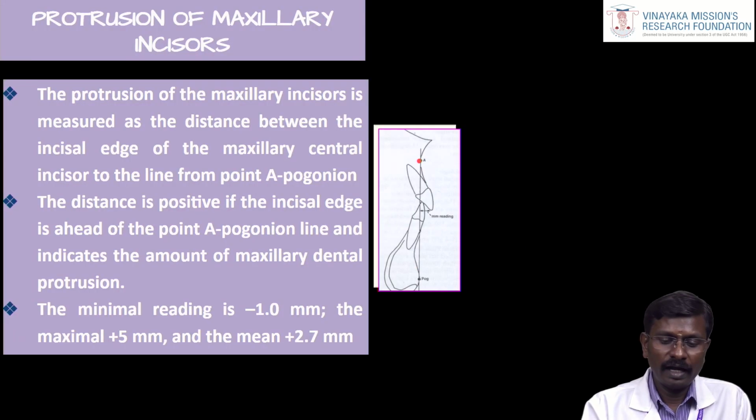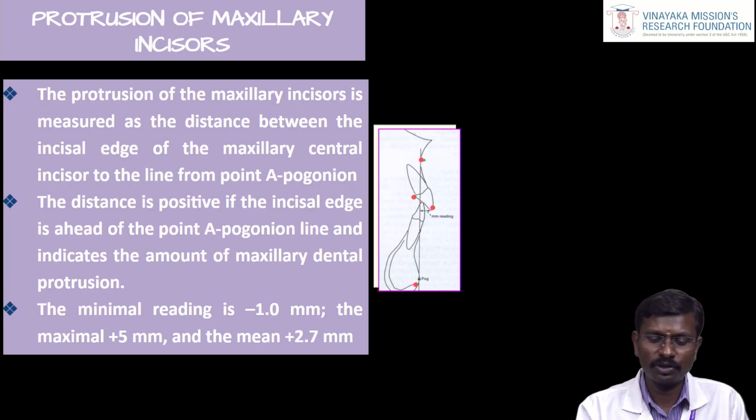And by drawing a line from point A to the pogonion, we will see the position of the upper incisor. The protrusion of the maxillary incisor is measured as the distance from the incisal edge of the maxillary central incisor to the APog line. The minimal reading is minus 1 and the maximum is plus 5 millimeters, and the mean should be plus 2.7 millimeters. This shows whether the position of the maxillary incisors to the APog line is more forward or backward.